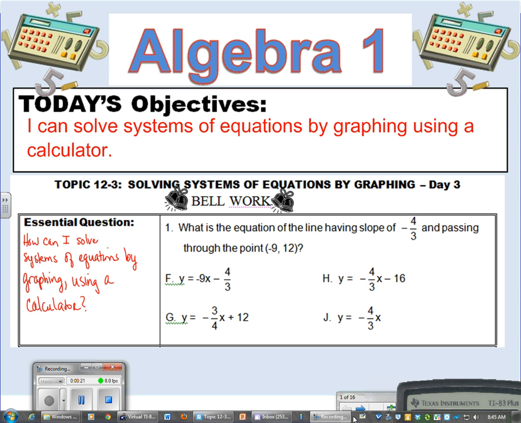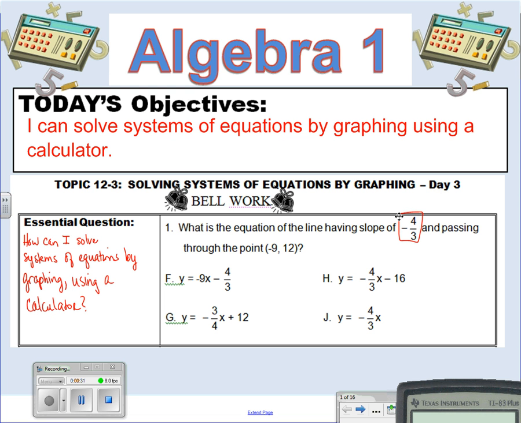What is the equation of a line that has a slope of -4/3 passing through the point (-9, 12)? If the slope is -4/3, then we know that the number in front of the x must be -4/3 when we write our equation in slope-intercept form. Looking at F, we see that -4/3 does not have the x with it, so F is not possible. In G, we have a -3/4 in front of the x, so that is not correct. So now we are left with -4/3 x minus 16 for H, and J is y equals -4/3 x. Now we must figure out which one of these is correct.